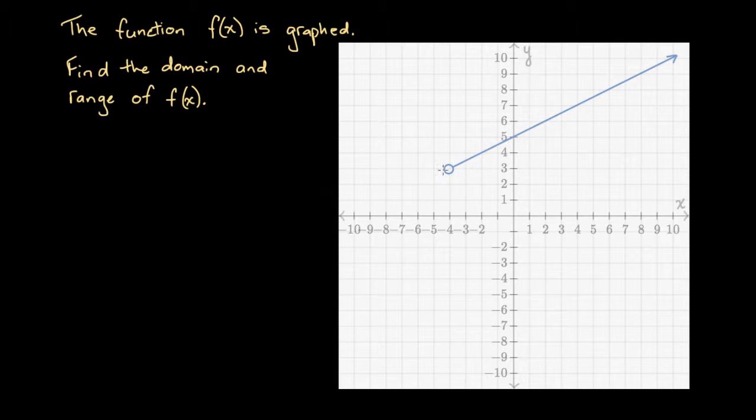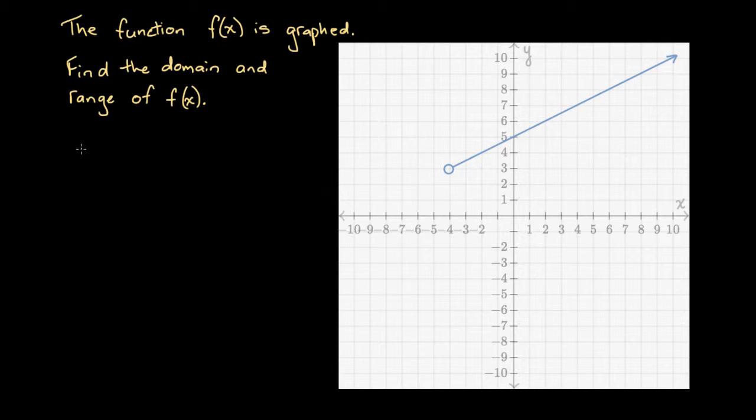The first is this open point or hole. This open point indicates that this point itself is not part of the function, but the rest of the line extending from it is. And also this arrow indicates that this line extends in this direction.